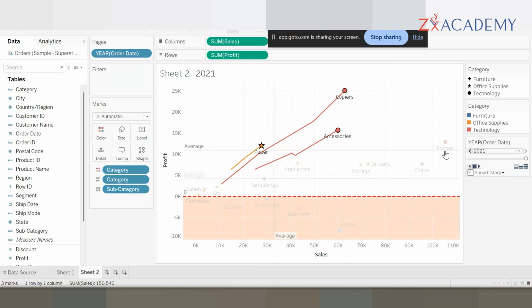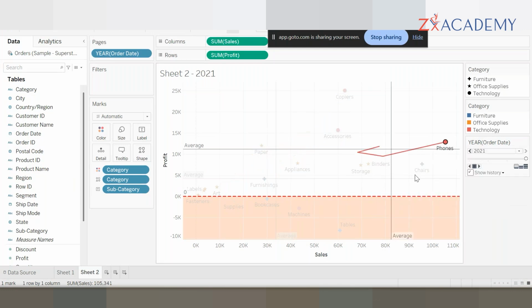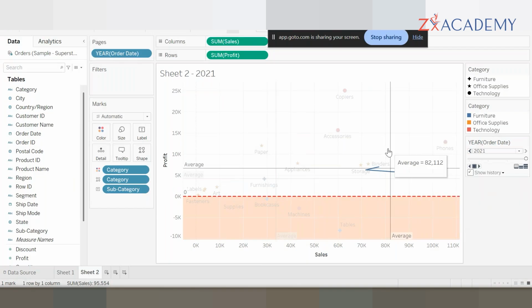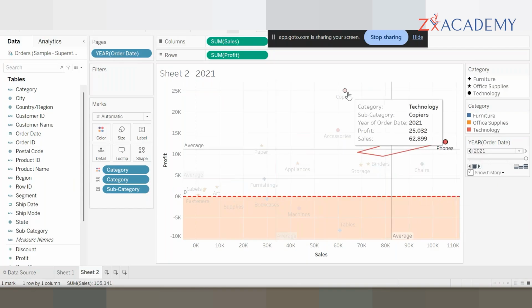And we see that papers and this one are not showing any kind of progress in the profit. There might be a slight increase in the sales compared to the other products, not that great an increase in the sales, but profit-wise they have not shown any kind of progress in the profit.